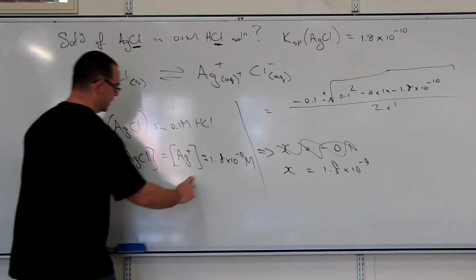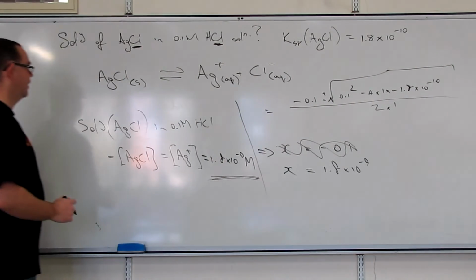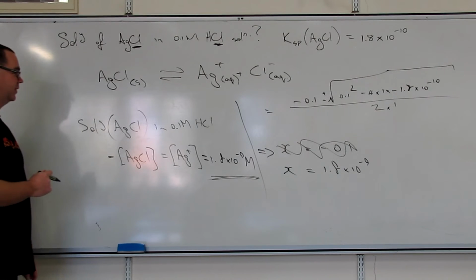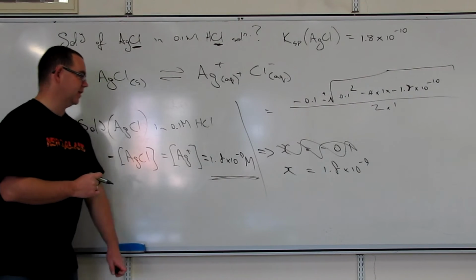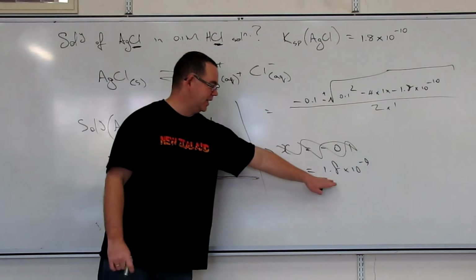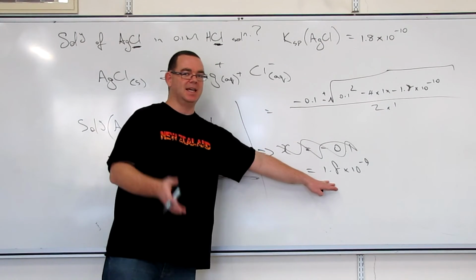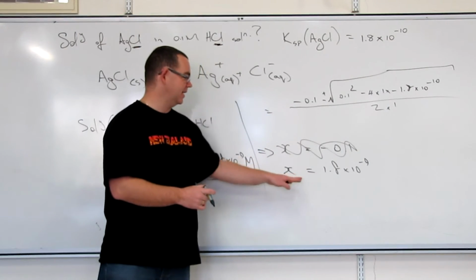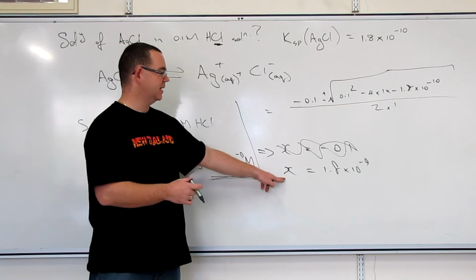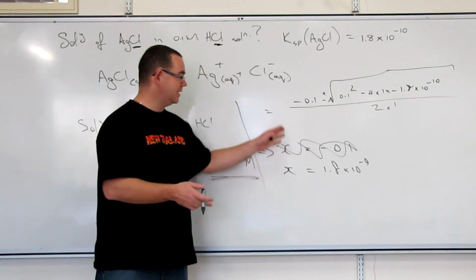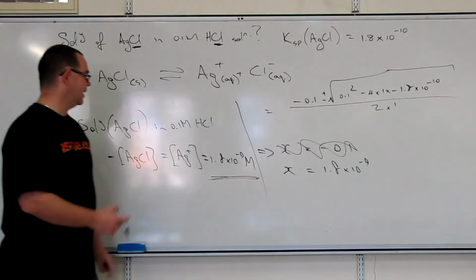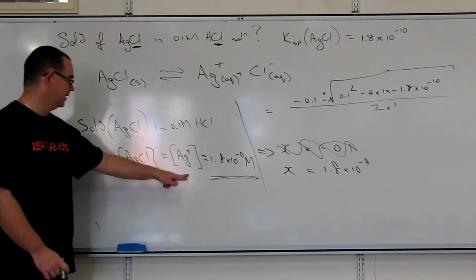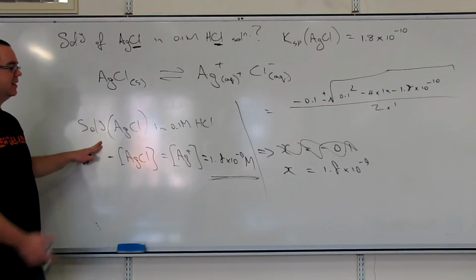So this is your final answer here. The solubility of silver chloride in 0.1 molar HCl solution is 1.8 × 10^-9 molar. Whilst we've got the number here, you should always state what that number actually means. The question didn't ask what is x, the question asked what is the solubility. So yes, you solve for x, but you need to state that that is the solubility. Okay, so there's your final answer.